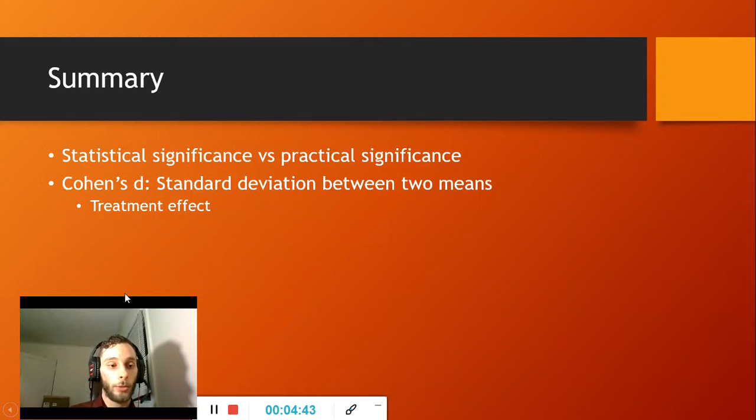So, a summary here: this underlies the practical significance. Sometimes we may not find statistical significance, especially in the field of exercise science, when we use small samples, but we may still find practical significance. And one way to do that is to use Cohen's D, which finds the difference between two means and compares them in standard units of standard deviation.